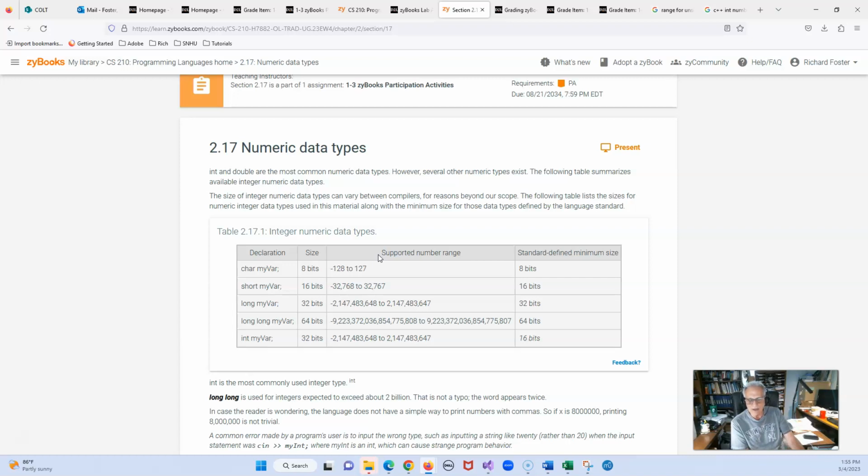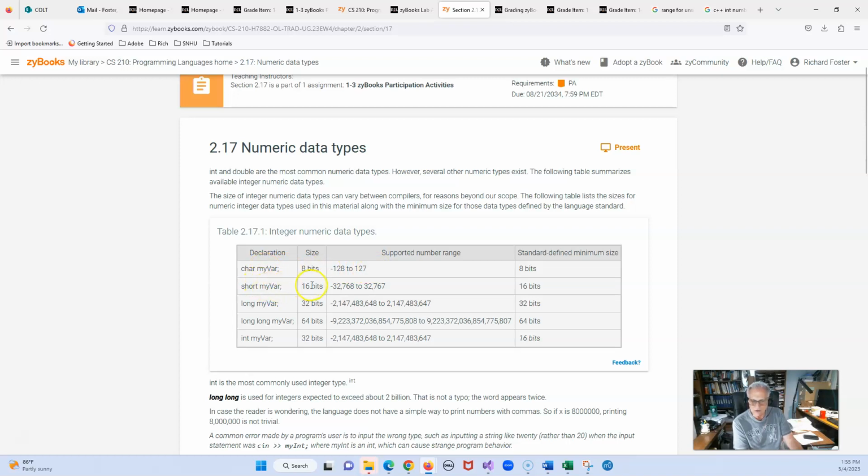So we have character, my val, and this is going to be only 8 bits. So you have quite a bit of difference in range over here. It's minus 128 to 127. If it was unsigned, then it would be 0 to 255. But we don't have to worry about that right now. It doesn't say anything about unsigned.